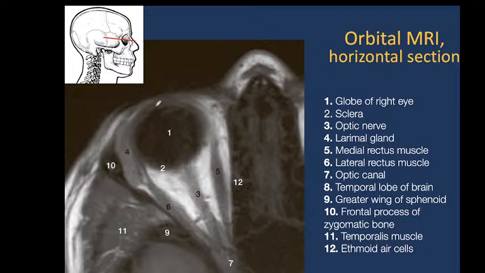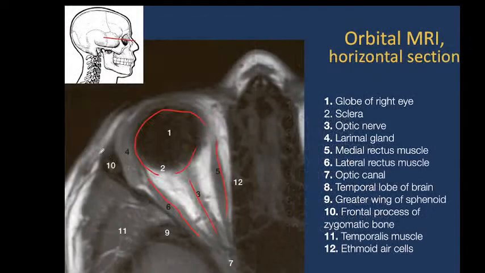This is the orbital MRI showing you the orbit. Here is the globe of right eye. As you see, it is also horizontal section. We see the optic nerve, and at least we see two muscles, the medial and lateral rectus muscles here. Very good image here, especially for ophthalmologist.